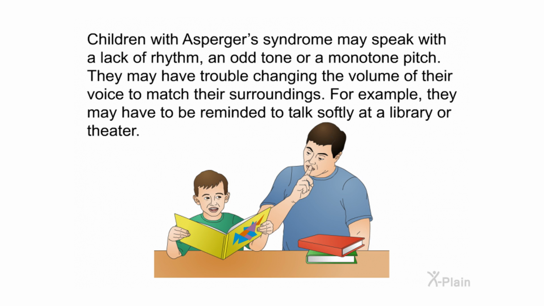Children with Asperger syndrome may speak with a lack of rhythm, an odd tone, or a monotone pitch. They may have trouble changing the volume of their voice to match their surroundings. For example, they may have to be reminded to talk softly at a library or theater.